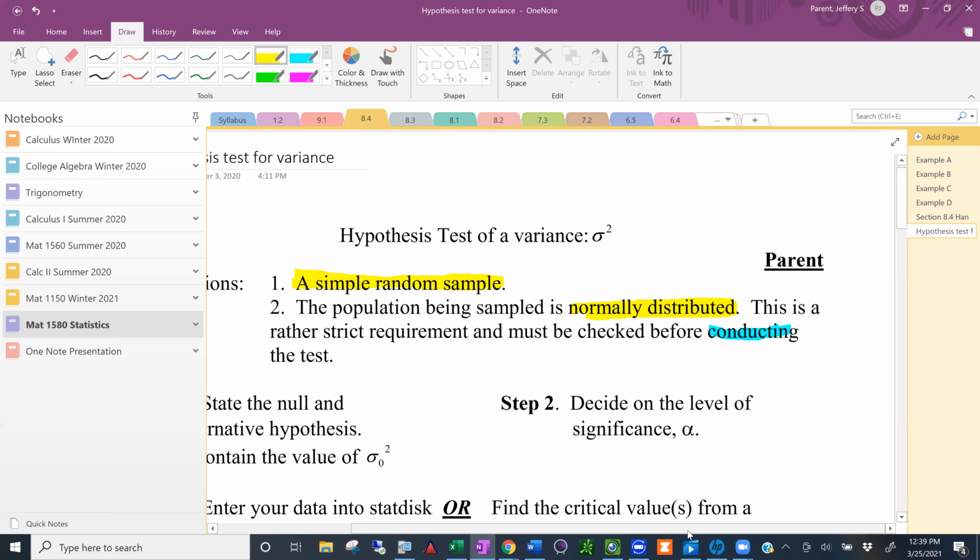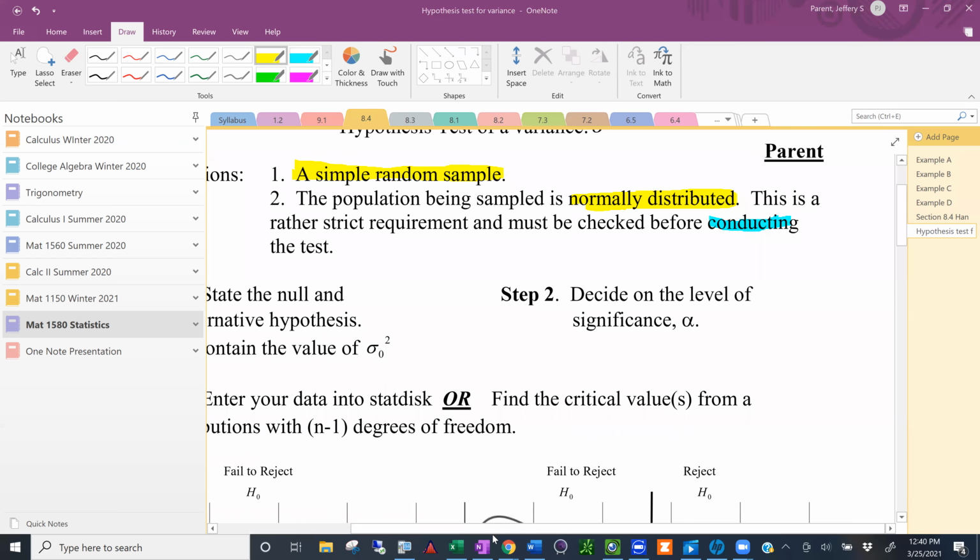The problem with this test is that it's very sensitive to having a normal distribution. This is not like testing a population mean, where you can kind of wink and nod a little bit at the requirements of normality. Here, it's really imperative that you have a normal distribution. So I'm just giving that to you as an FYI. We're not actually going to be spending our time testing this, but it is just a little heads up.